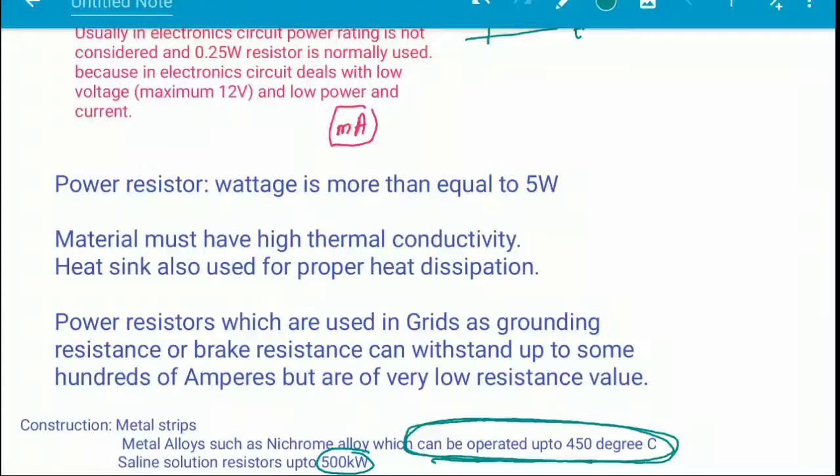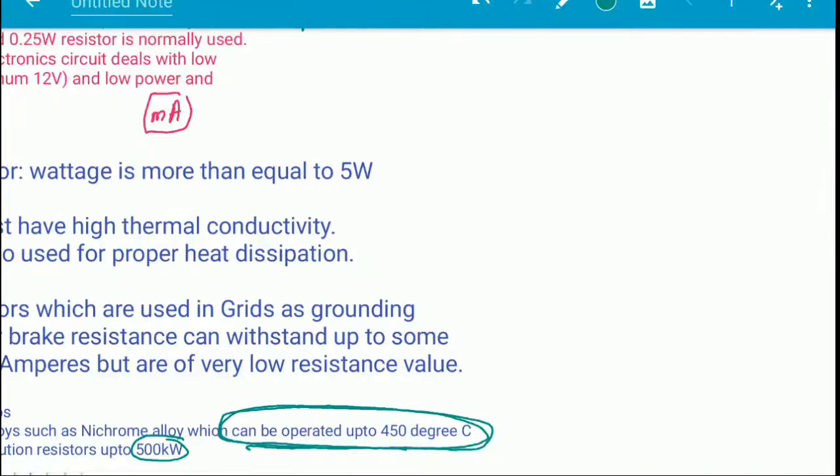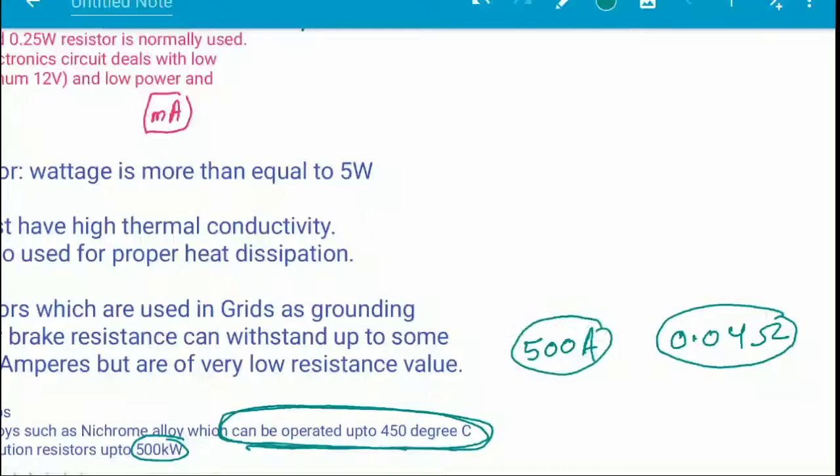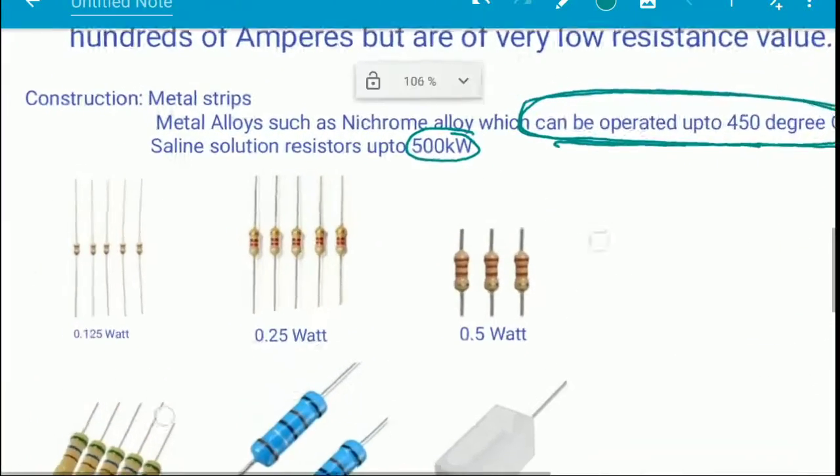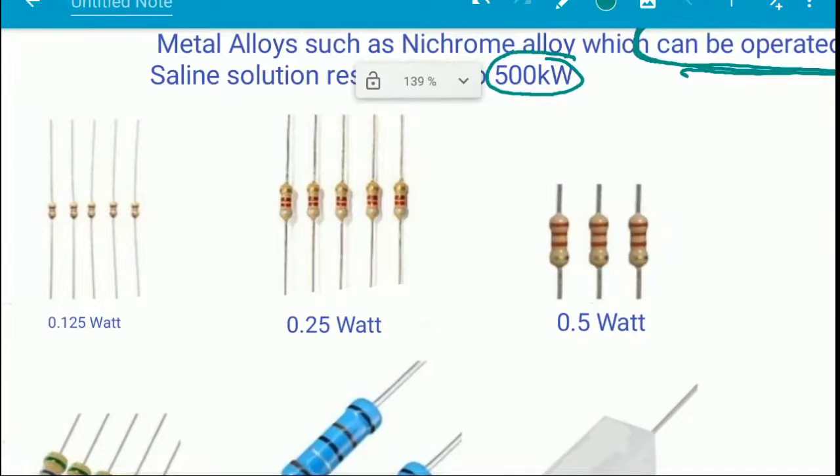And power resistors which are used in grid as grounding resistance or brake resistance can withstand up to some hundreds of ampere, but they have very low resistance values. For example, that may allow 500 ampere, but it may have only 0.04 ohm. These are made up of an array of metal strips.